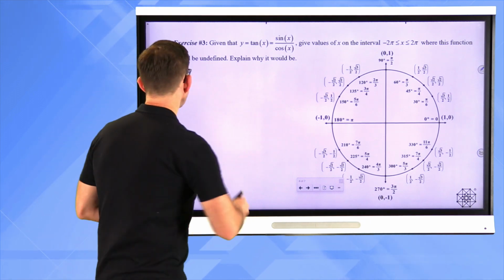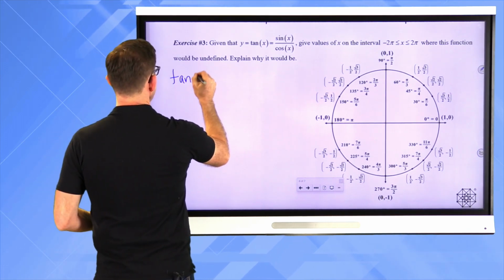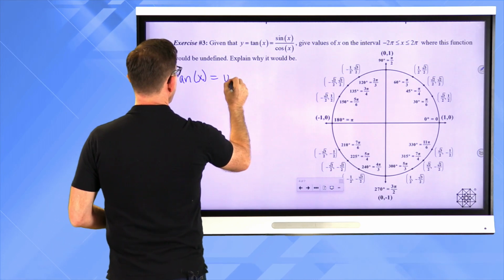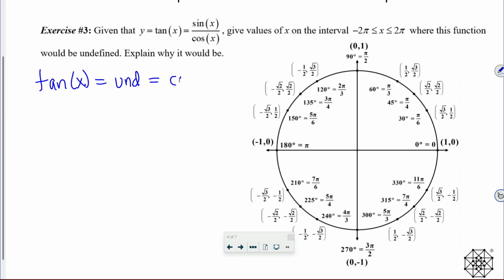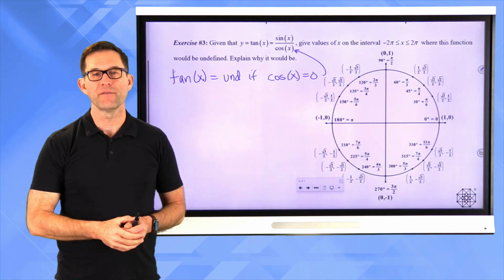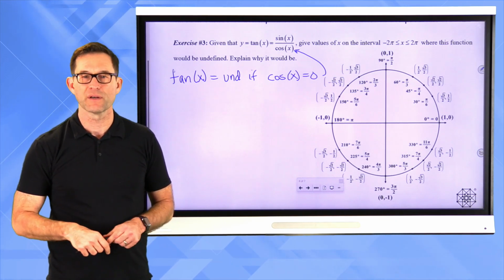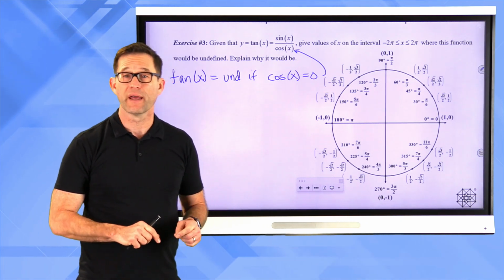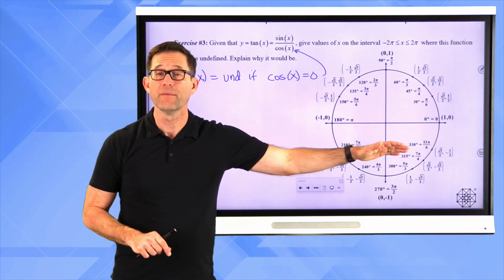Okay, well, tangent of x will be undefined anytime cosine of x is equal to 0, right? We can never have a 0 in the denominator. So tangent of x will be undefined if cosine of x is equal to 0. Well, where is cosine x equal to 0? On the unit circle, right?